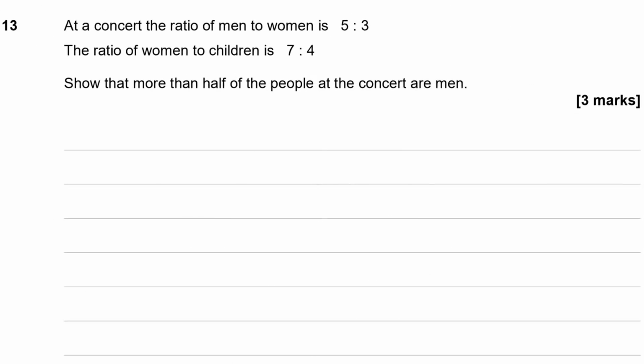At a concert, the ratio of men to women is 5 to 3, and the ratio of women to children is 7 to 4. Show that more than half of the people at the concert are men. Okay, so let's just write down what we've got. So we've got men, we've got women, and we've got children.